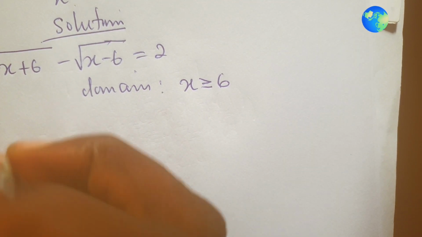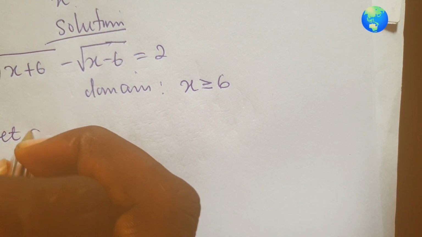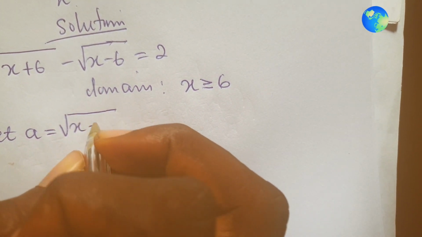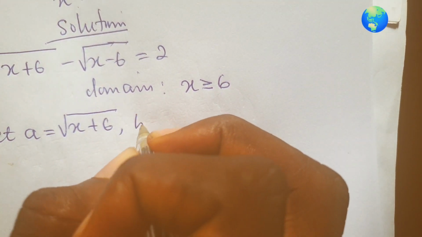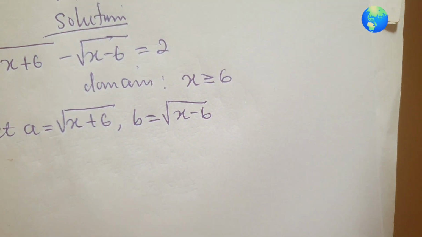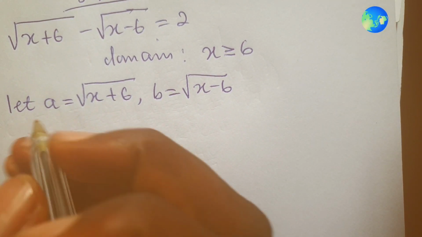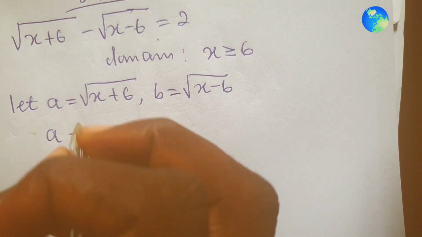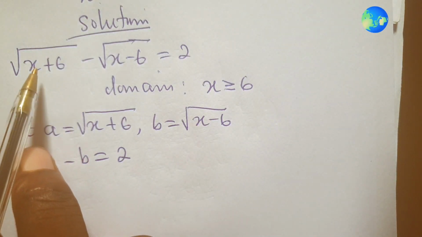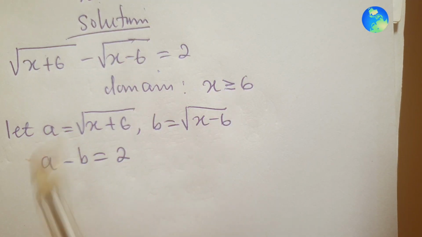So for this, just like what we did before, let a be the first one, which is square root of x plus 6, and b, which is going to be representing this, to be root of x minus 6, right? That means I'll have something like a minus b equals 2, right?